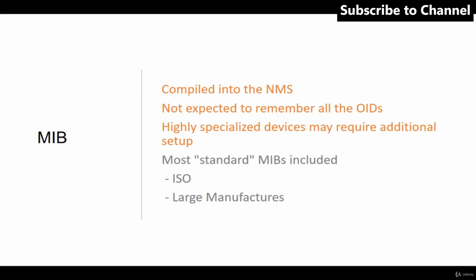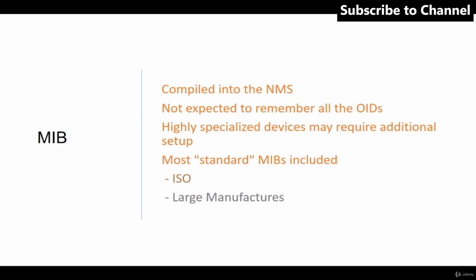And the good news is that as long as you can read the MIB or contact system support and ask them what OIDs to use to get a piece of specific information, you can add that into most every network management system. Most standard MIBs are included with the network management system.